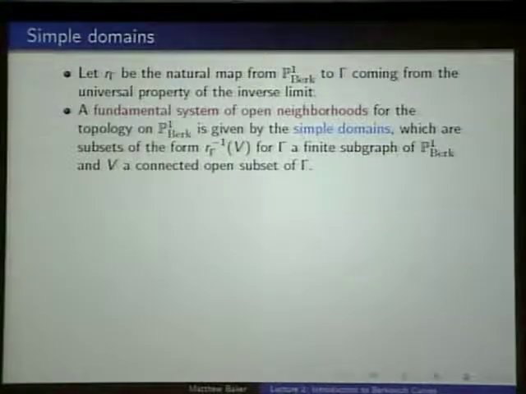And the topology, basically by the definition of the inverse limit, is generated by subsets of the form R inverse of V, where V is some, say, connected open subset of a finite subgraph gamma, and then you look at all things that retract into that open set. And those are exactly the simple domains that I showed you before.